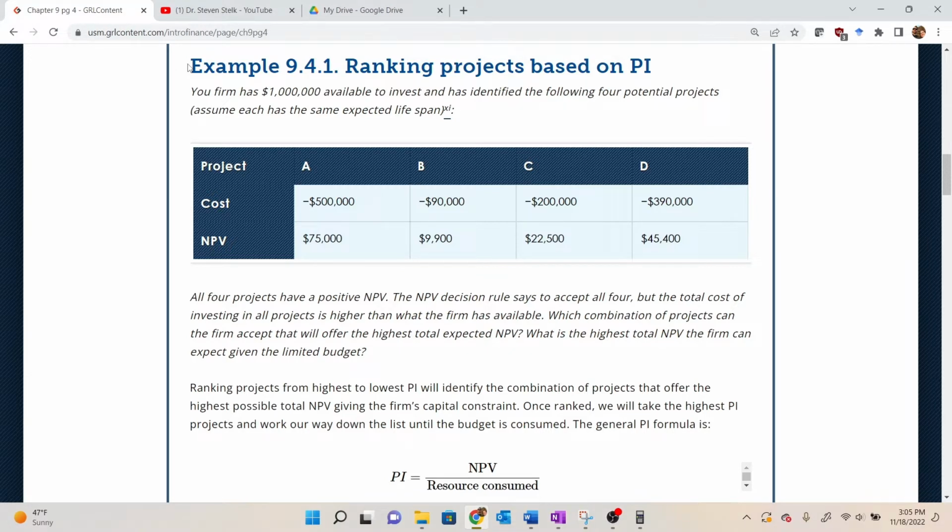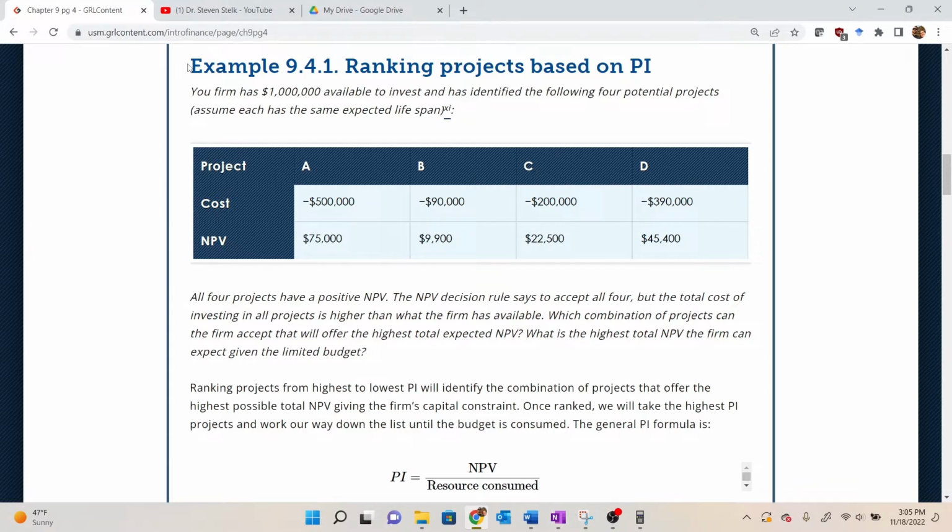Well, a lot of times we might have multiple projects that we could invest in, but because of capital constraints, we can't take all of them. So what we want is a method that will allow us to select the combination of projects that we can afford that will give us the highest possible combined net present value. And profitability index helps us do that.